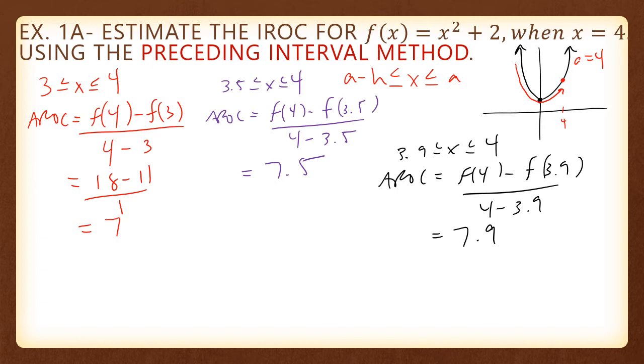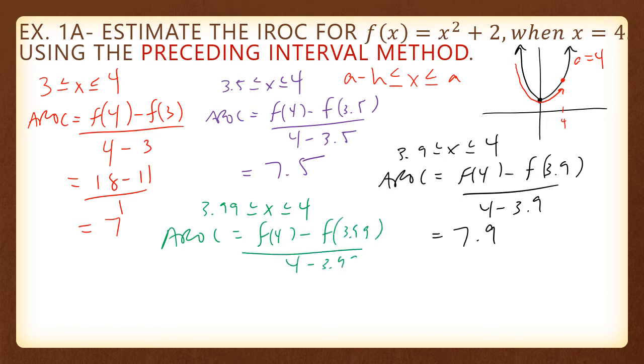And then we're going to do it a fourth time, and then we're going to start to notice a pattern here. So let's get a little bit closer to 4. Let's do 3.99 and 4. IROC equals f of 4 minus f of 3.99 all over 4 minus 3.99. Calculator work should get 7.99.